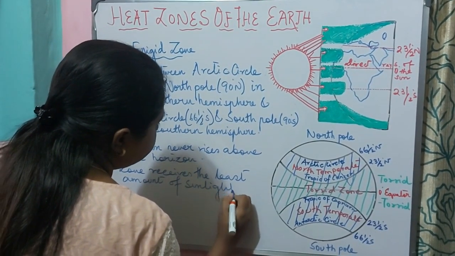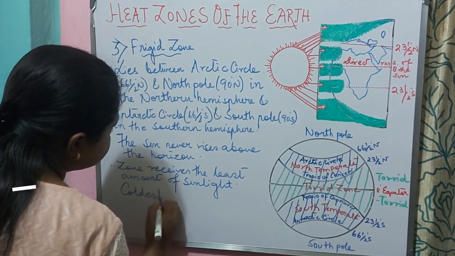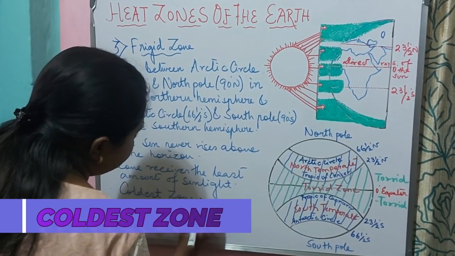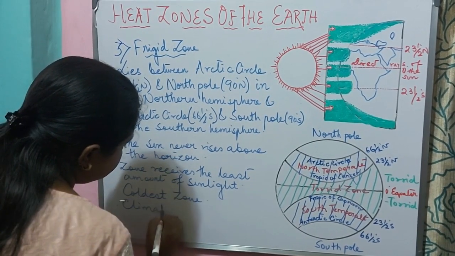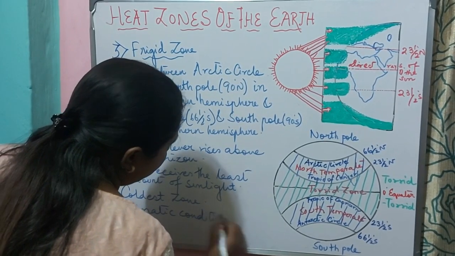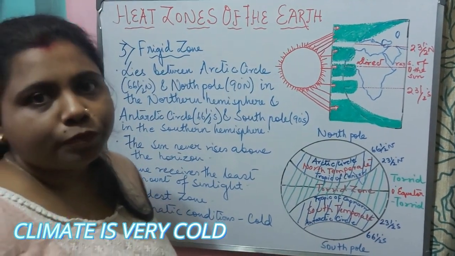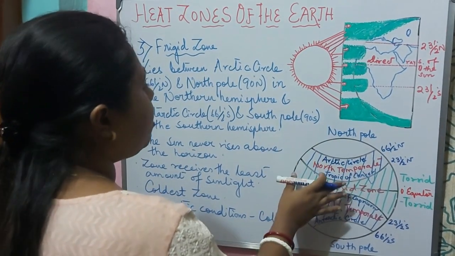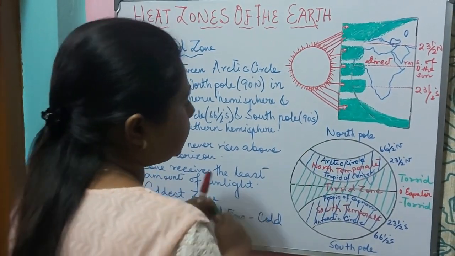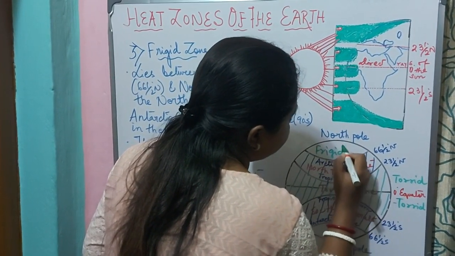So how will be the weather conditions here? It will be very cold. We call it the coldest zone. The climatic conditions, cold. It is mostly covered up with snow. So from where to where does the frigid zone lie? This is the region. This we call the frigid zone.